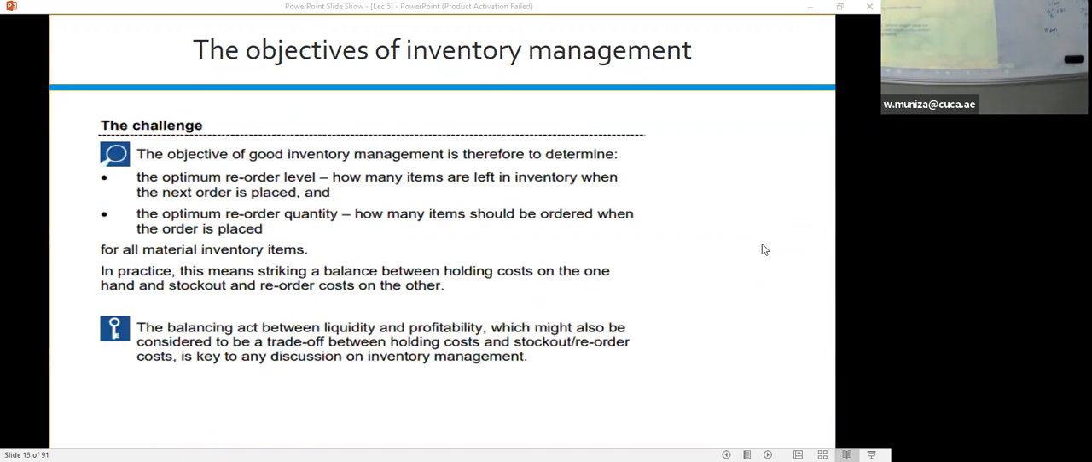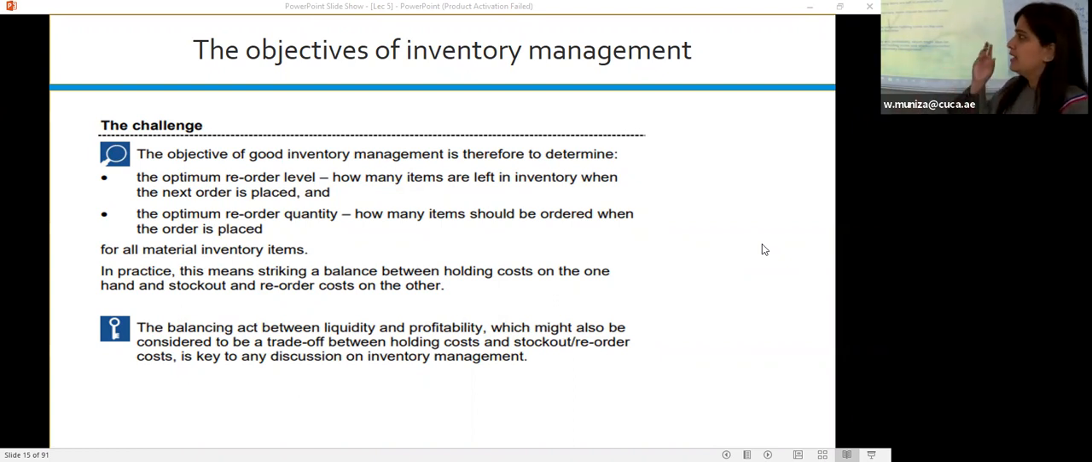Now, students, what is the challenge? The objective of good inventory management is therefore to determine the optimum reorder level. What is a reorder level? How much inventory should be present in the warehouse when we need to place a given order for inventory? That is the reorder level.